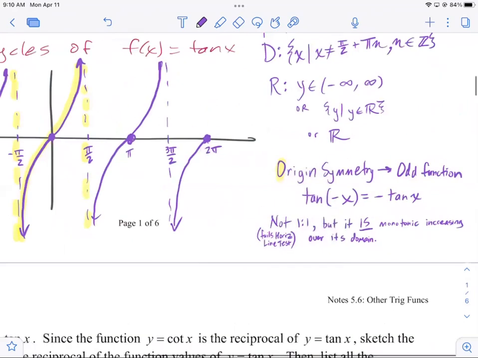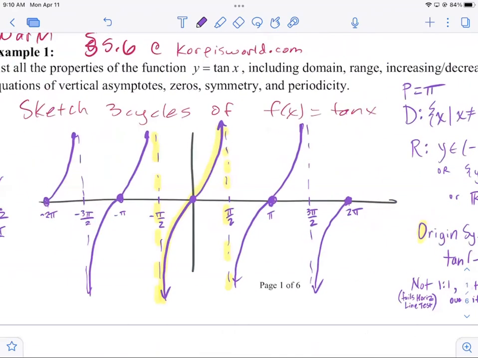E to the x and natural log of x are both one-to-one. Okay, anything else we want to say about this function?